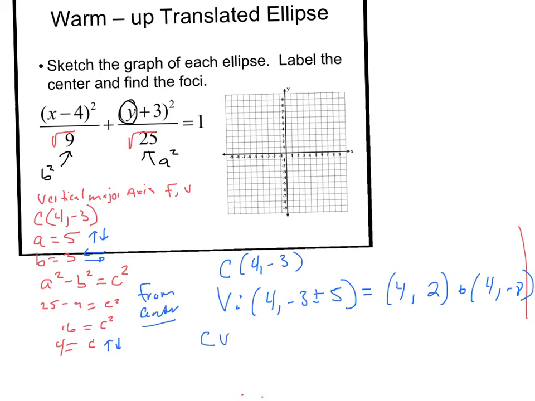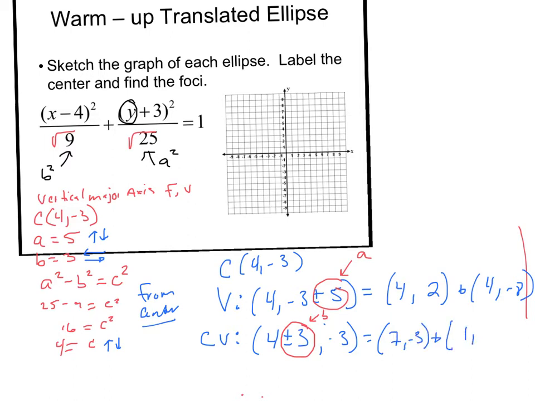If I want to find the co-vertices from the center, it's shifting along x. So I'm going to take the 4 and add and subtract 3. So that was b and this was a. And the y doesn't change for my co-vertices, so that's just going to stay as -3. So my co-vertices are going to be 7, -3 and 1, -3. And so that's the process that I'm going through. And a lot of times it's just easier to plot it on your graph and go from there.